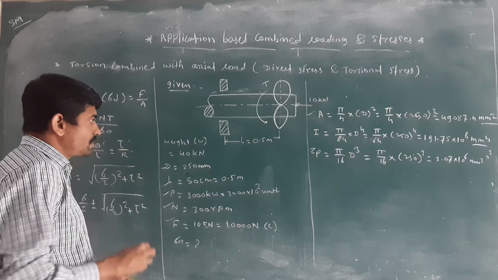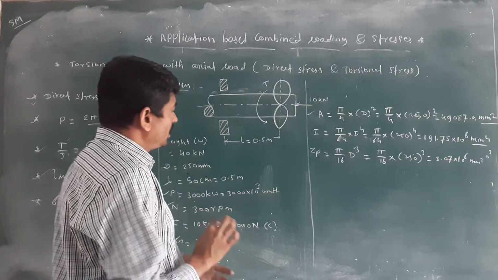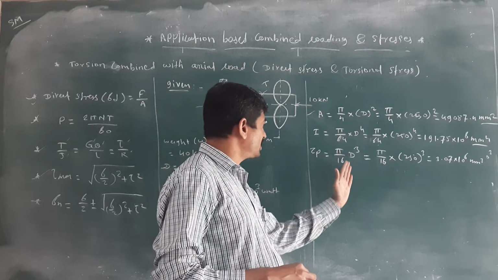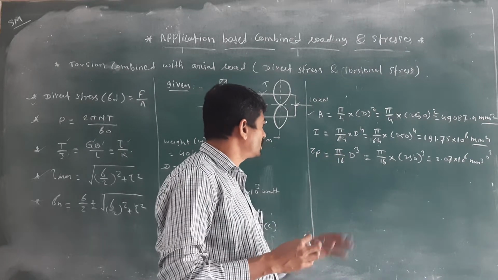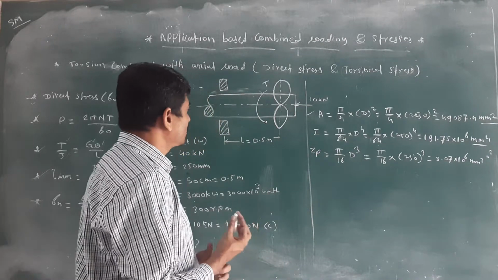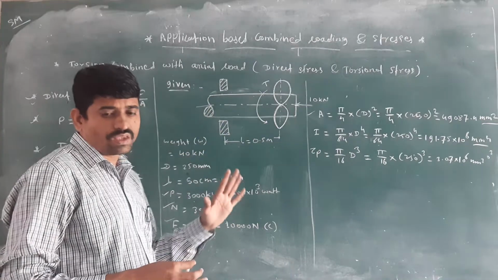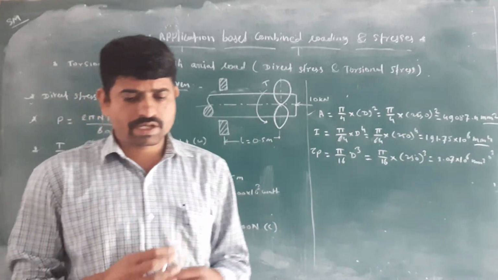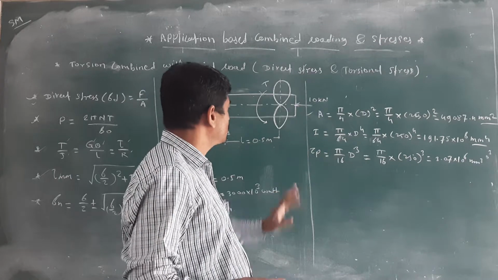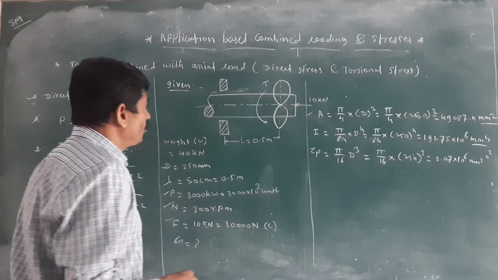Remember the units also. Here I have written the direct formula, polar moment of inertia divided by radius. Already we have seen it, that's why I have written this formula directly. I have calculated all the geometrical parts: area, moment of inertia and polar sectional modulus.